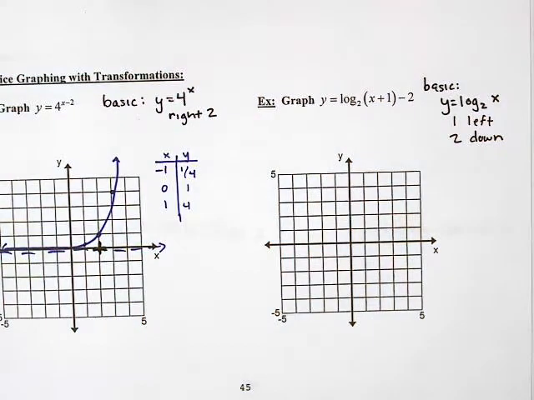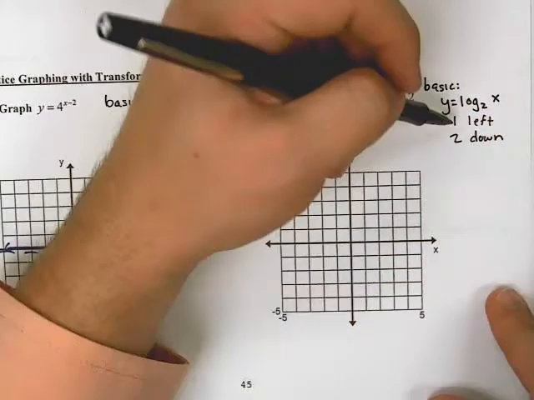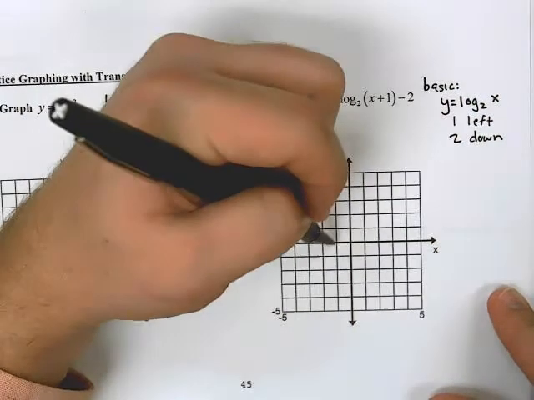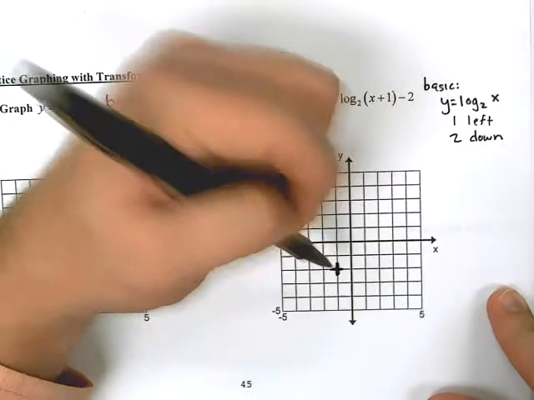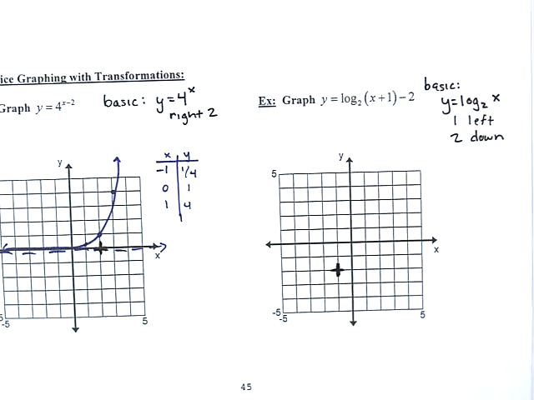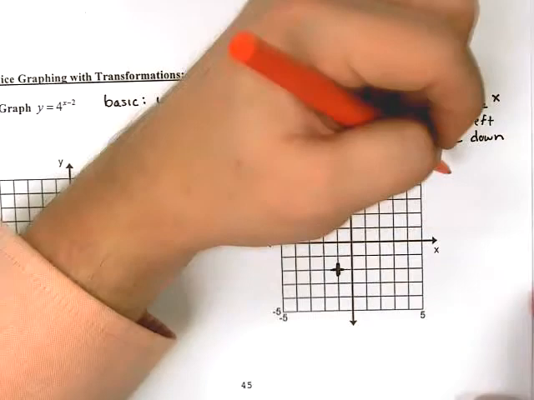So what do I do? I immediately mark my new starting point. 1 left, 2 down. 1 left, 2 down. I now know that everything I'm going to plot is going from that point, not the origin. So let's make a table.